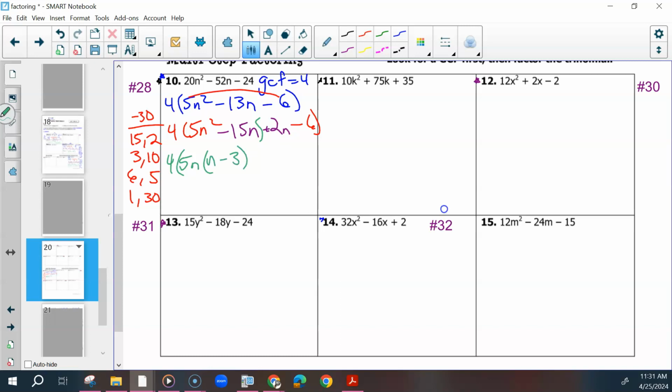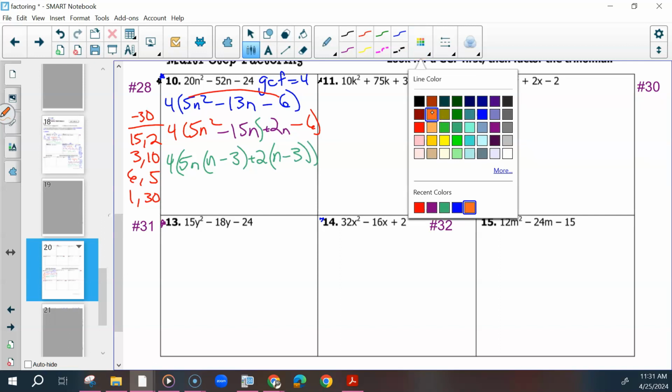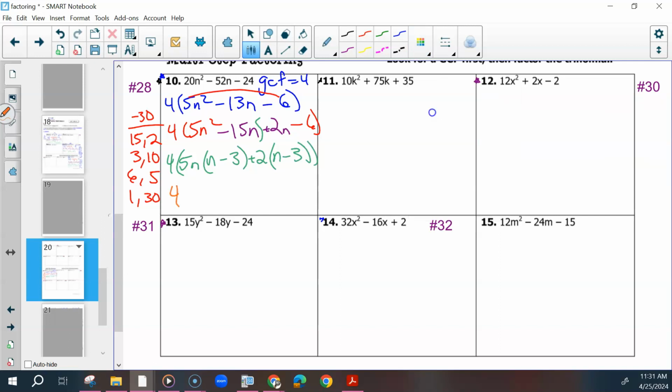What could we divide out of those? 2. Leaving minus 3. So then our final factors would be the 4 from the outside, 5n plus 2, and n minus 3. Question there.